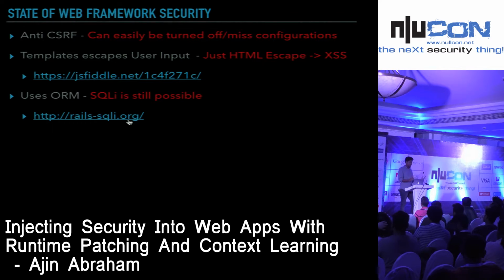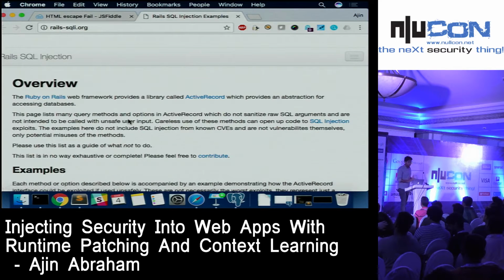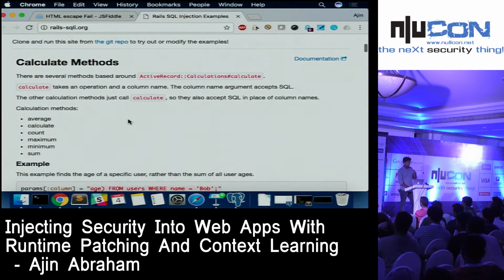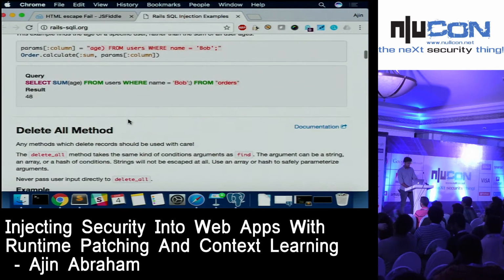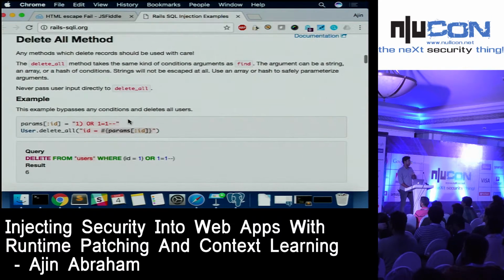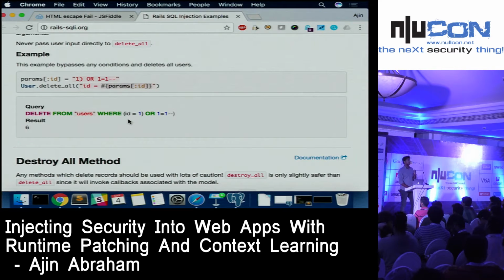If you take the example of Rails, there is an entire site dedicated to Rails called Rails SQLi, which shows you the different possible ways in which SQL injection can happen in Active Record, which is the high level ORM used by Rails. These are some of the possible ways. It has a very exhaustive list that contains the possible SQL injections in the APIs provided by these ORMs.